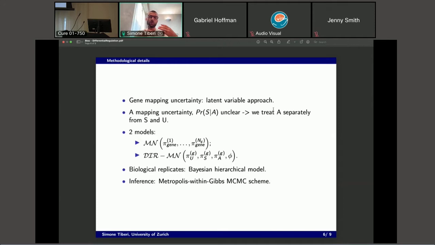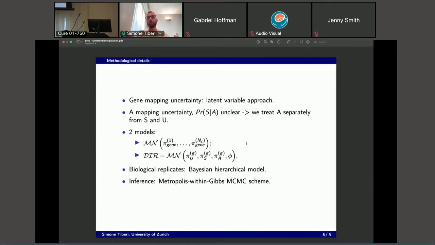And so we have basically two models: a multinomial for the relative abundance of genes, which we're not really interested in. It's a nuisance model, basically, that is useful for this latent variable approach of the reads compatible with multiple genes. And then we have a hierarchical Dirichlet multinomial model, which is the one we're really interested in, for the relative abundance of spliced and unspliced reads.